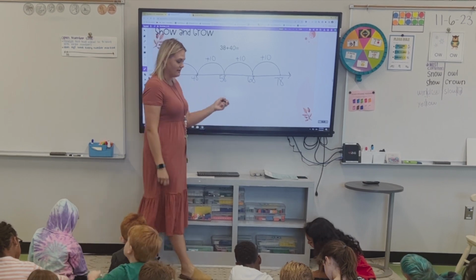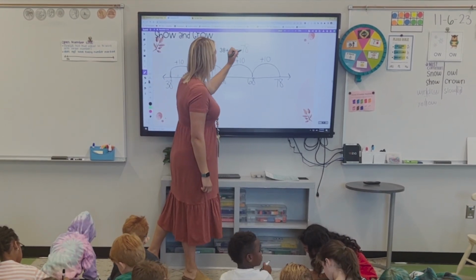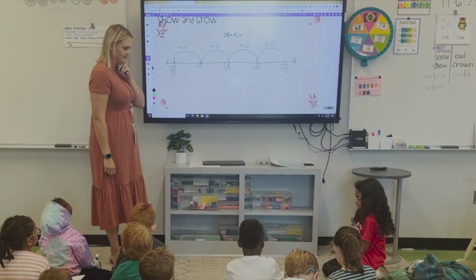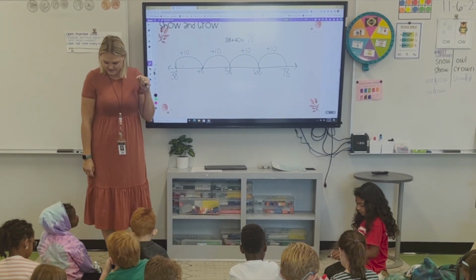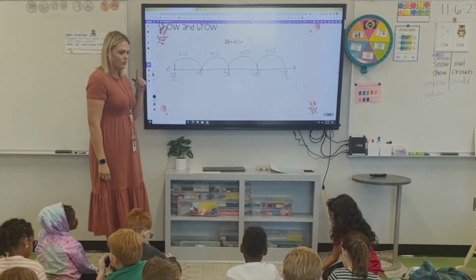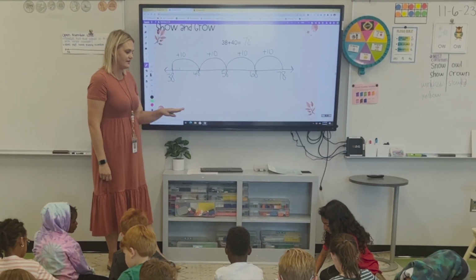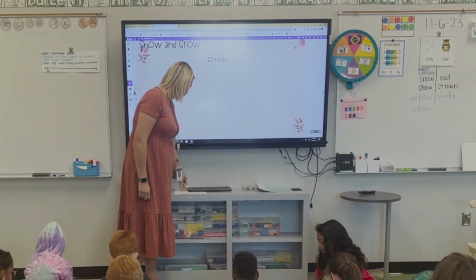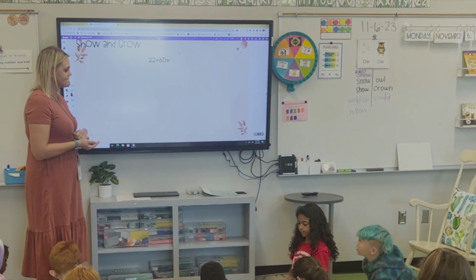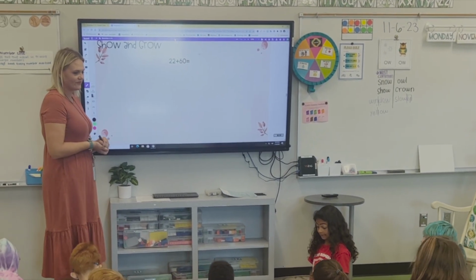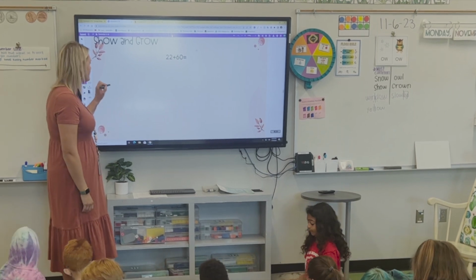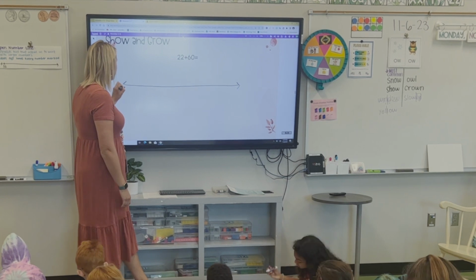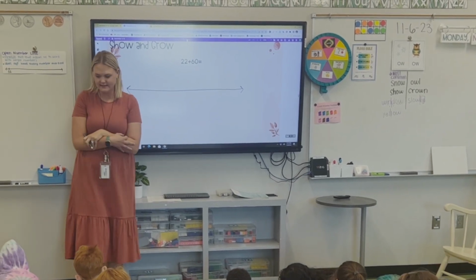And that should be our sum, because we started at 38. We added 40 by doing 4 jumps of 10. And that is our sum. Good job. We're going to do one more together. So go ahead and use your eraser and erase your number lines. When your board is erased, you can go ahead and make an open number line again and copy down this equation. 22 plus 60.